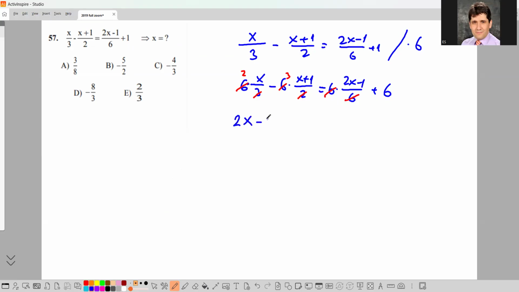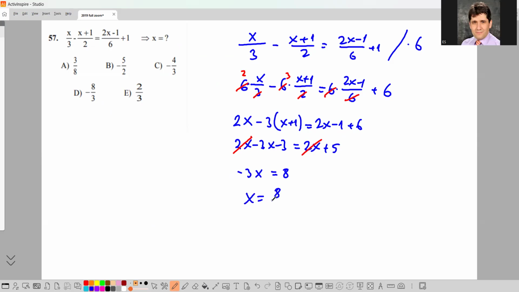We get 2x minus 3 times x plus 1 equals 2x minus 1 plus 6. 2x minus 3x minus 3 is 2x plus 5. If you want, you can cancel this and this. And finally, you get minus 3x equals 5 and 3, that's 8. So x is 8 over 3, but negative. So negative 8 over 3.